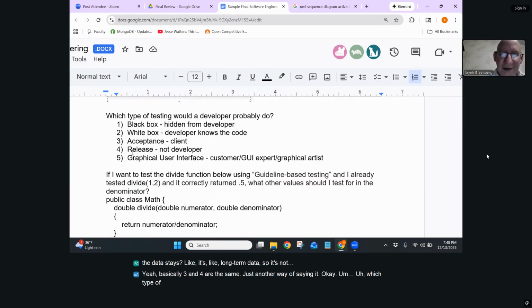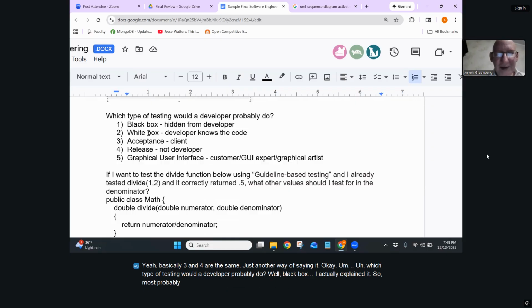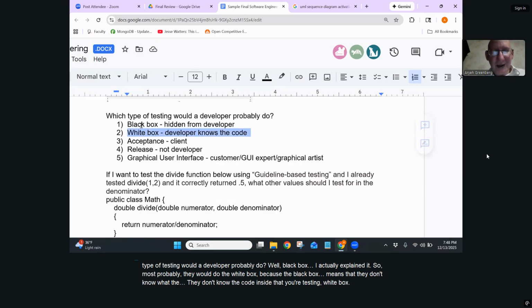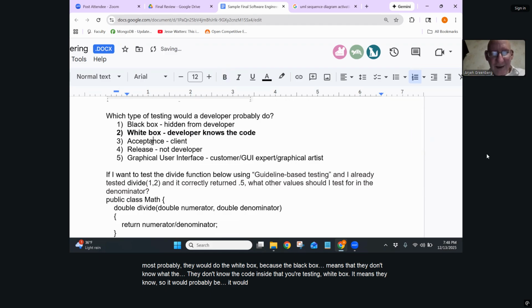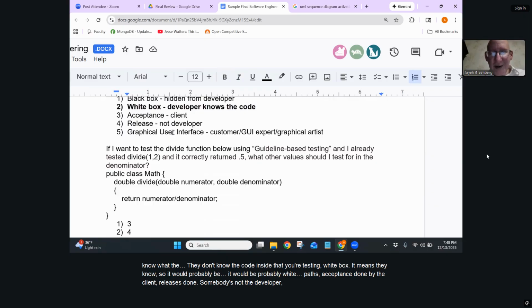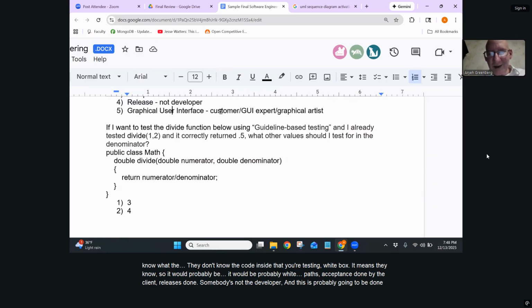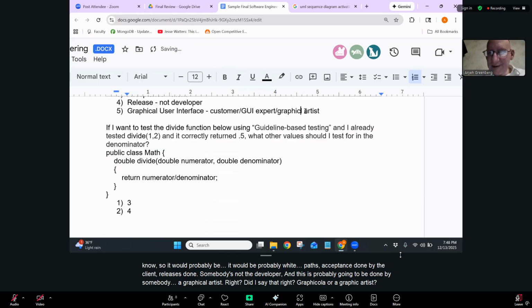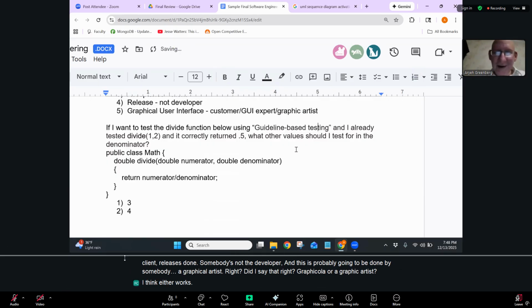Which type of testing would a developer probably do? Well, black box, oh, actually, I explained it. So most probably they would do white box, because black box means that they don't know the code inside that they're testing. White box means they know, so it would probably be white box. Acceptance is done by the client, release is done by somebody who's not the developer, and this is probably going to be done by a graphic artist, right? I think either works. Yeah, graphic artist.